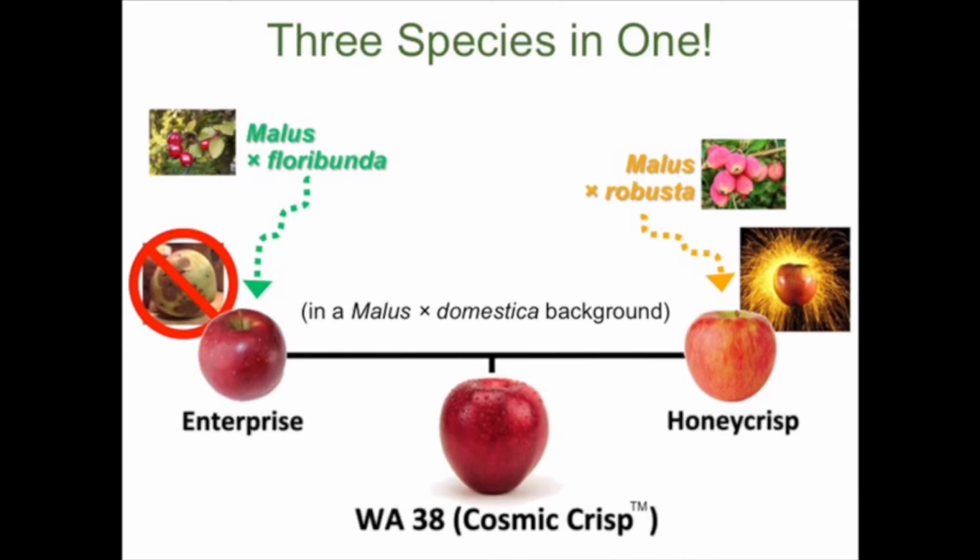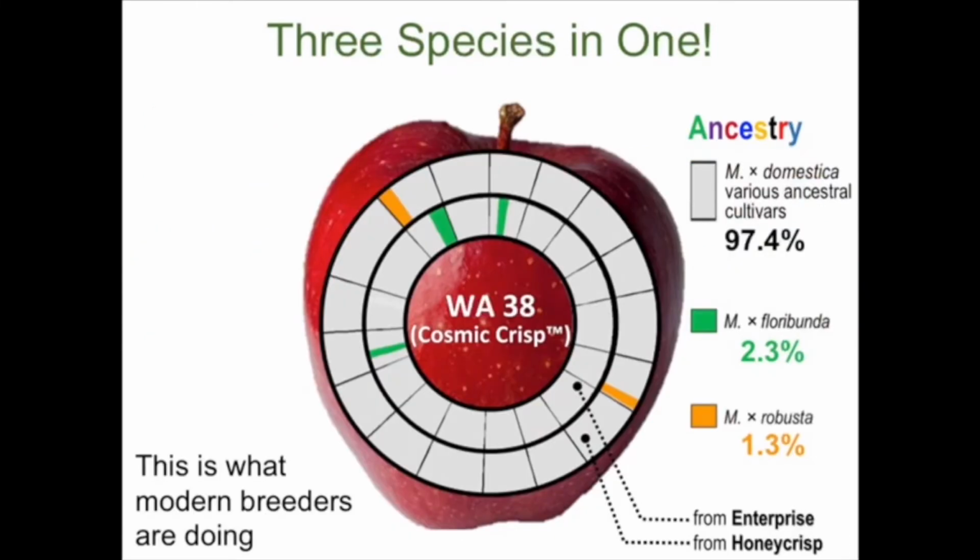US. If we look then at the genome of Cosmic Crisp, it has inherited both of those segments of Robusta that it got from Honeycrisp on that outer ring. And that's one of the reasons why we think that both pieces are needed to make ultra crispness. And then it got 3 of the segments of floribunda from Enterprise. It turns out that it didn't get the scab resistance though.